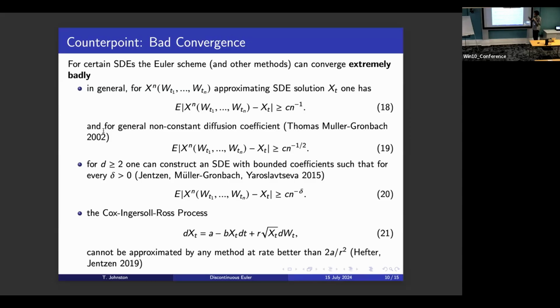The 'in general' here is important because there are SDEs which one can simulate exactly, for instance geometric Brownian motion. If you know what W_t is, one can deduce exactly what X_t is for geometric Brownian motion. But for generic SDEs where one doesn't have a certain condition satisfied, convergence is never better than rate 1. And for general non-constant diffusion, it's never better than rate 1/2.